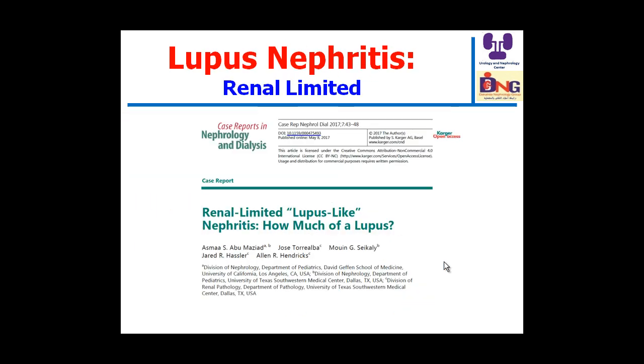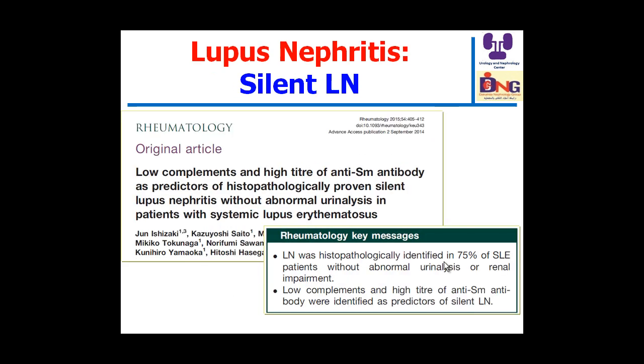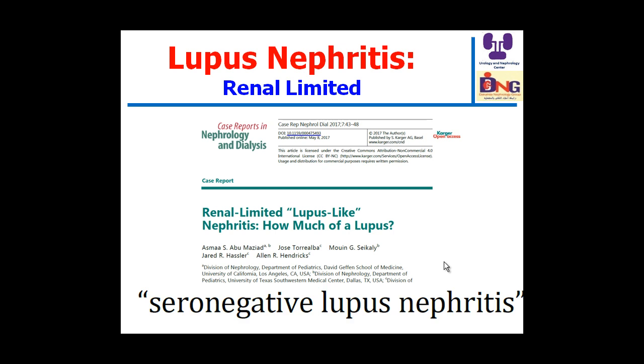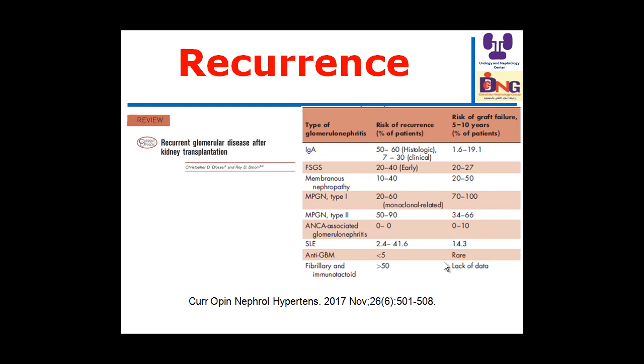To the contrary, another interesting point is renal limited lupus-like nephritis. And the difference between this and silent lupus nephritis: in silent lupus nephritis, you can find complement abnormality and anti-Smith antibodies, but here the serology is negative and the pathology is confined to the tissues. So the other name is seronegative lupus nephritis, but it is still rare.